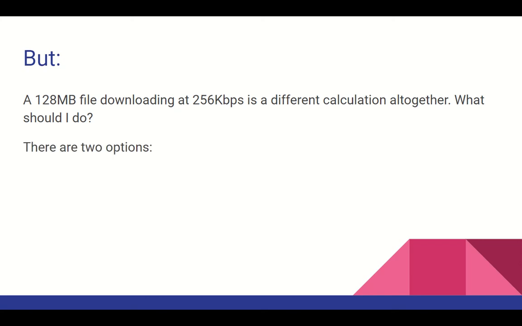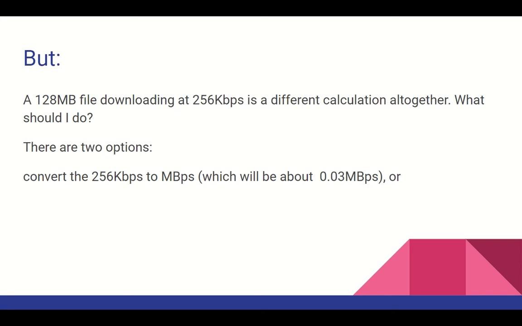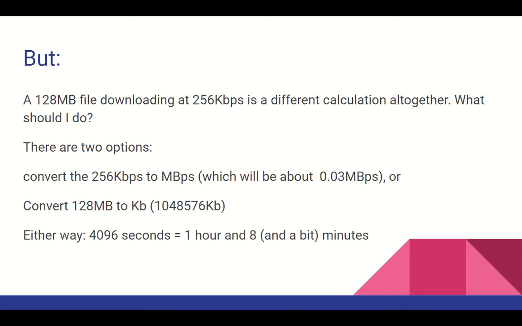So, I've got to work in the same unit. Convert the 256 kilobits to megabytes, that is to say, divide by 8, divide by 1024, and, oh look, 0.03 megabytes per second. That is slow. Very, very slow. Or I can convert my 128 megabytes to kilobits, which is a very big number. Either way, it's going to take nearly an hour and 10 minutes to download. We are sold a lie, NBN, thank you very much.